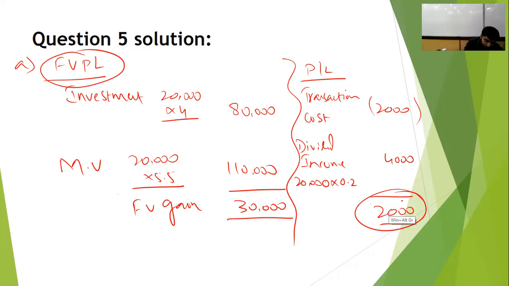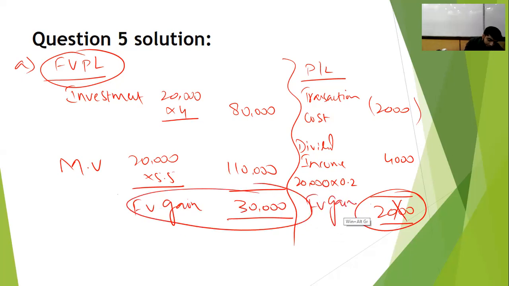But one more thing. We have skipped one thing: we forgot to recognize the fair value gain as well. This fair value gain is $30,000. So $30,000 fair value gain plus $4,000 dividend income makes $34,000, minus $2,000 transaction cost. So the net amount recognized in P&L would be $32,000. Always remember, in fair value through P&L, any fair value gain will be recognized in P&L.